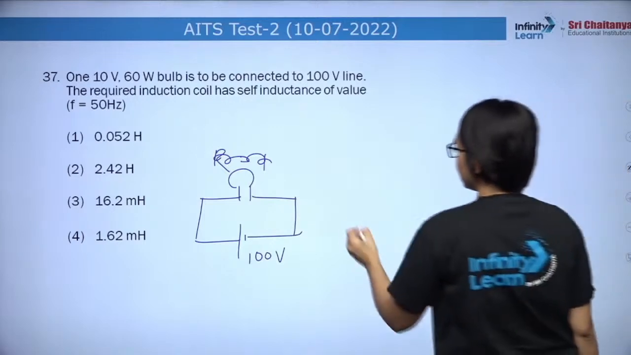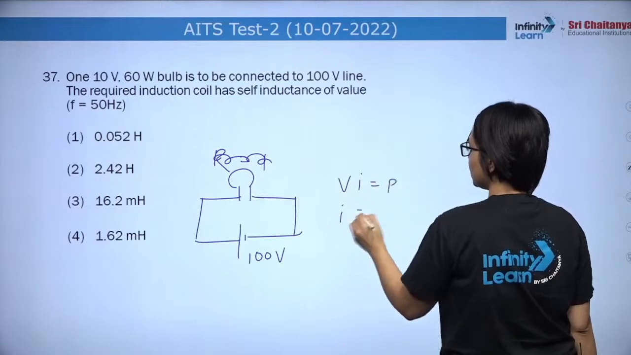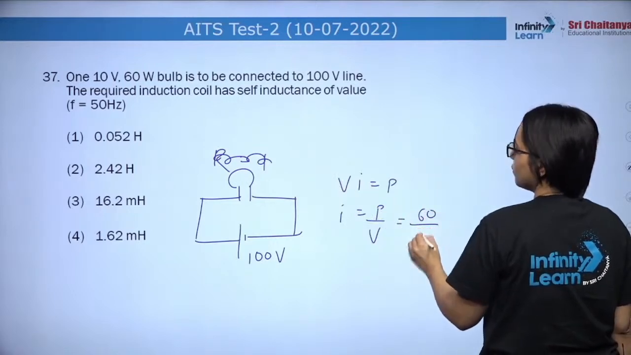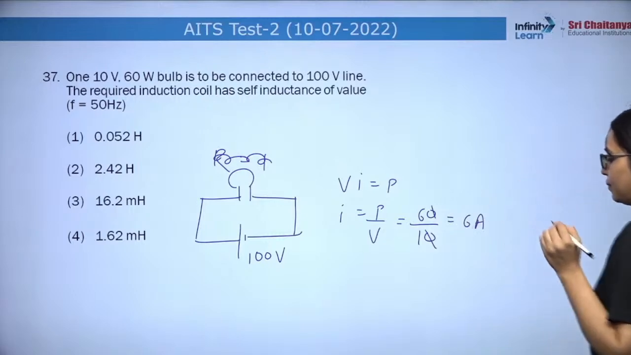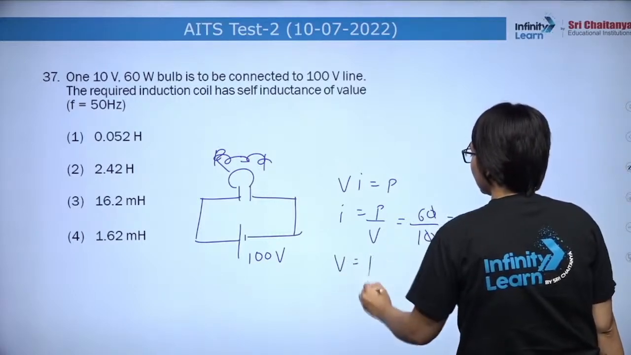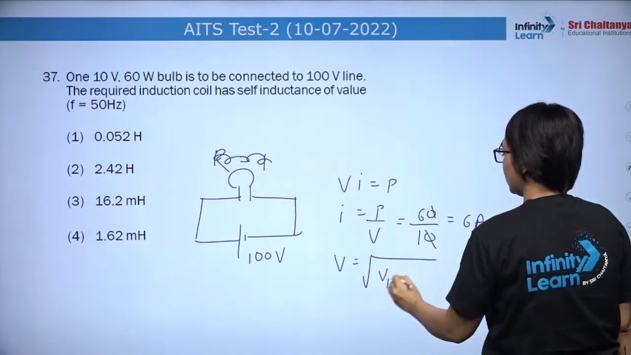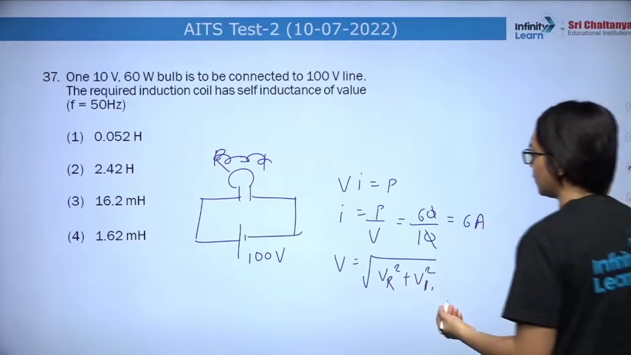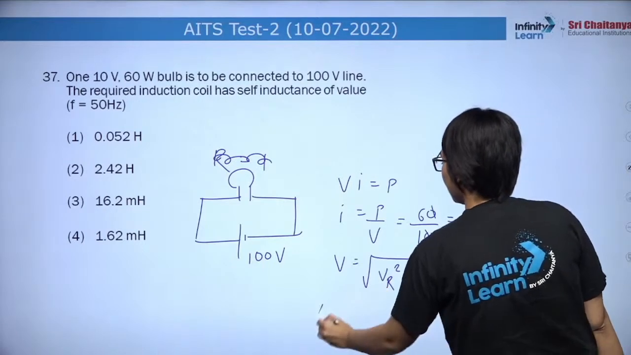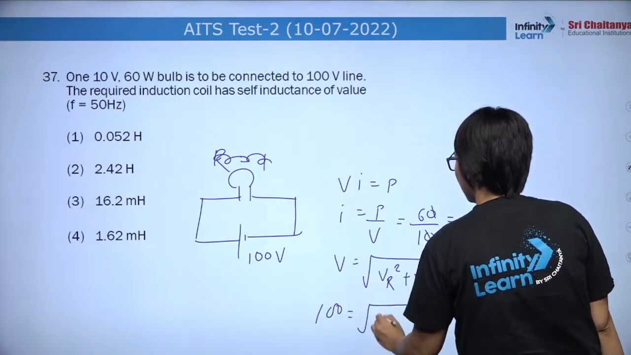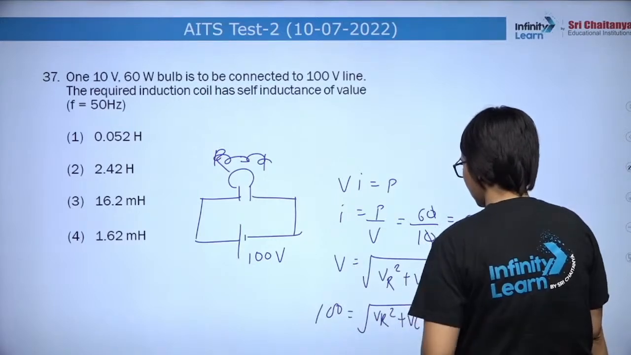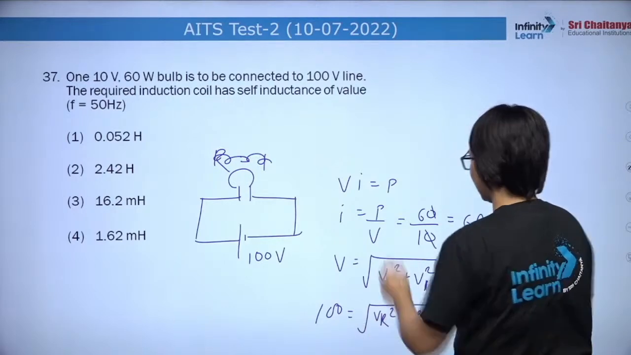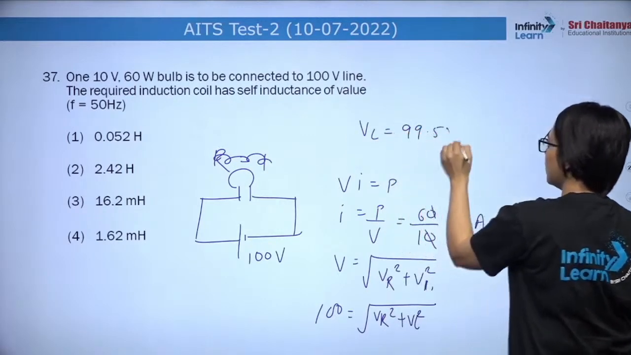Okay, so in this case VI is equal to power, so I is equal to power upon V, and power is 60 divided by V is 10, so this will be 6 ampere, right? Now V over here is resistive as well as inductive, so it is under root of VR square plus VL square. V is given as 100, and that is equal to under root of VR square plus VL square. So from this you will get the value of VL approximately as 99.5 volt.